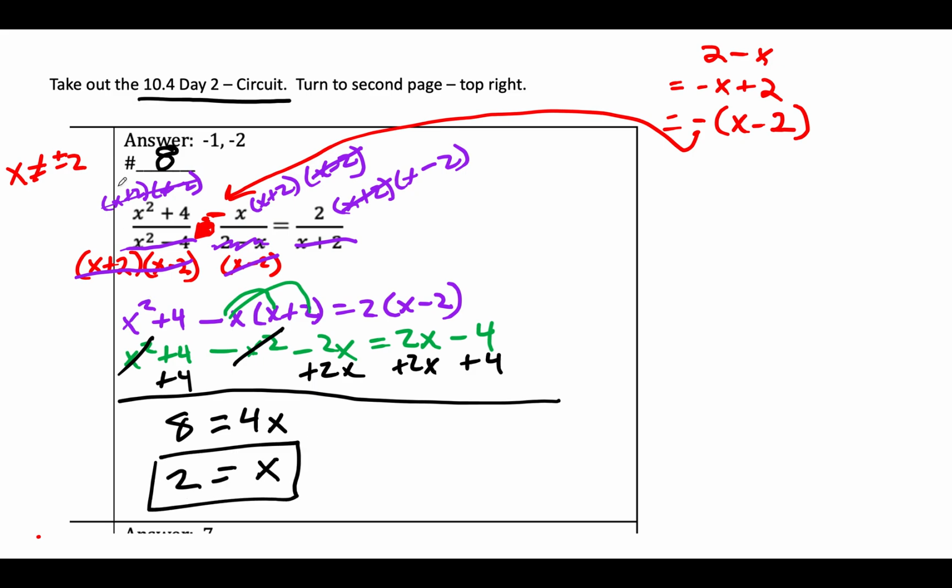But wait, I actually have x cannot be plus or minus 2. So we did all that wonderful work, and the answer is no solution. And then we'll go find our no solution in our answer, and that will be number 9.